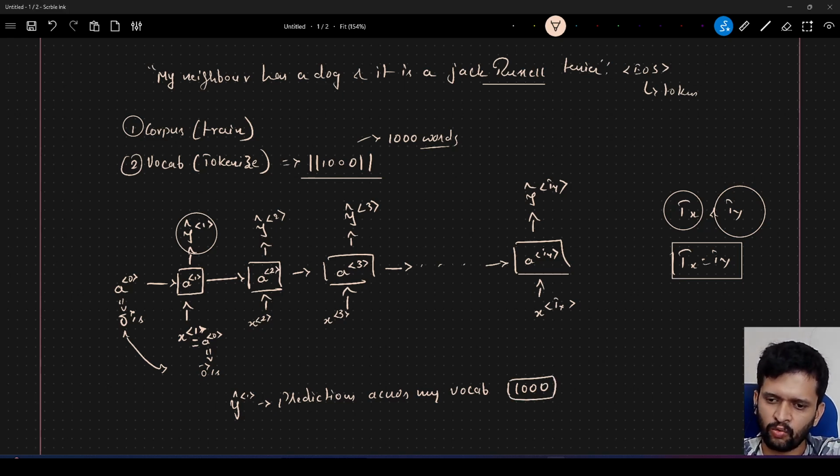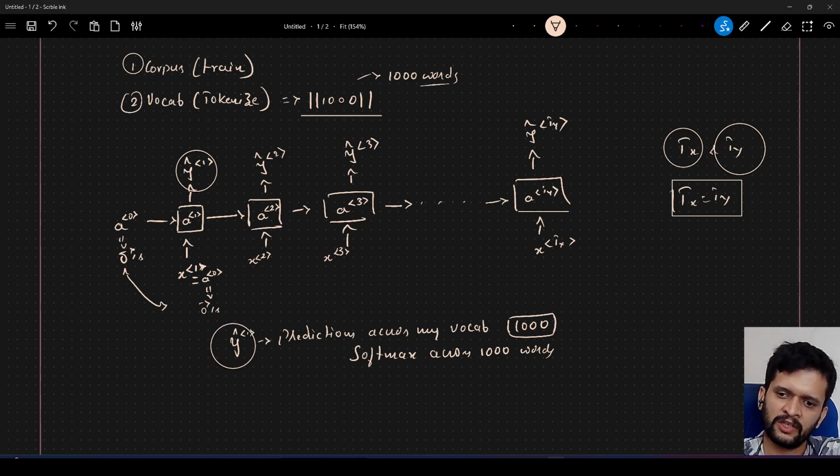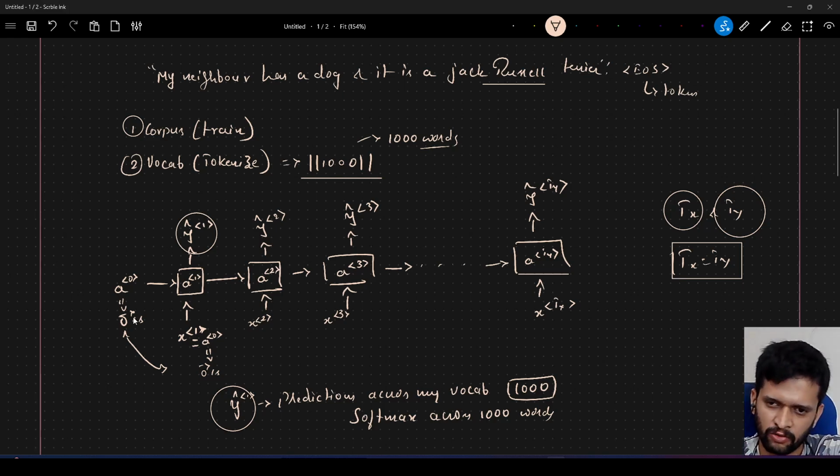1000 words. So what is this actually y hat? This will be a softmax predicting the probability of each word in the vocabulary across these 1000 words. Okay, so this will be my y hat 1. In order to predict y hat 2, to have my second token predicted, I will give input as the actual y1 as my x2.